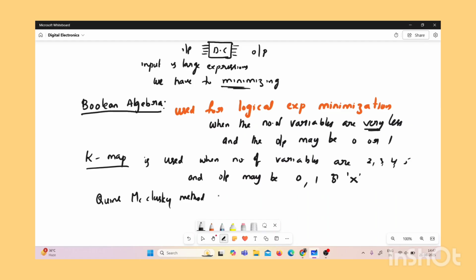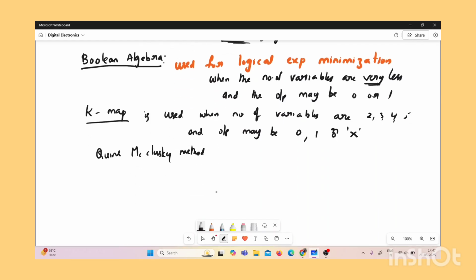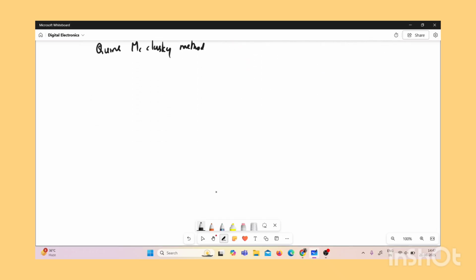Quine-McCluskey method when the number of variables is more than 5. So all these methods, Boolean algebra, K-map or Quine-McCluskey method, are used for minimizing logical expressions. Based on the number of variables, we have to use a particular method. So let us see the basic theorems first.